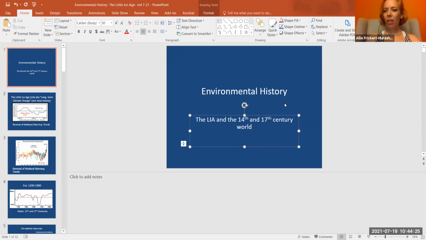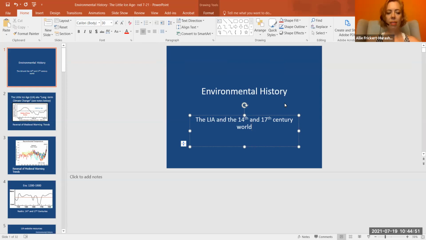Hi, today we're going to do an overview of the Little Ice Age and the impacts that it has. And they're really broad and far reaching, because not only are we talking about the entire world, but we're also talking about a really long time period with two specific points that we're going to focus on. So this is just a general overview.